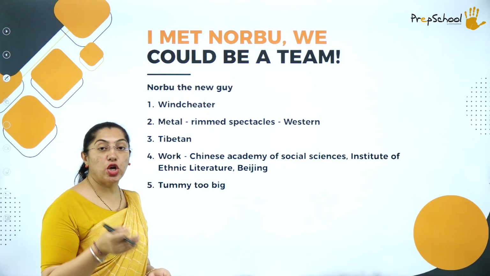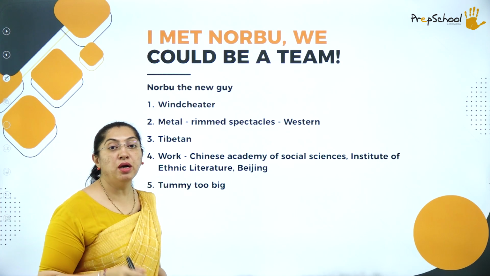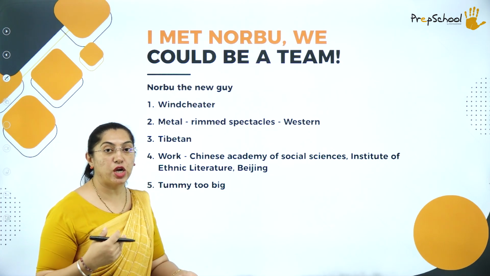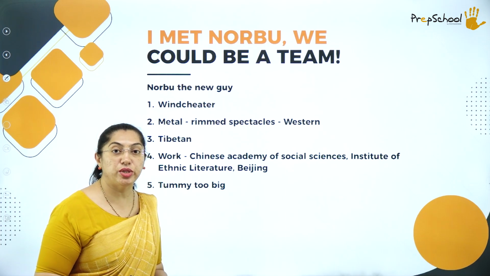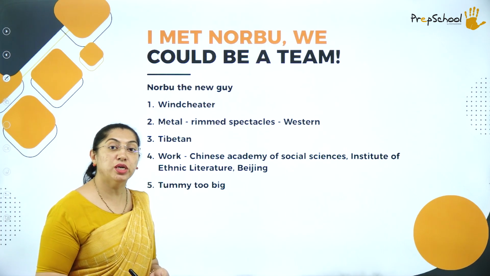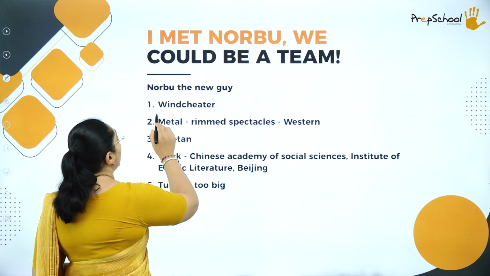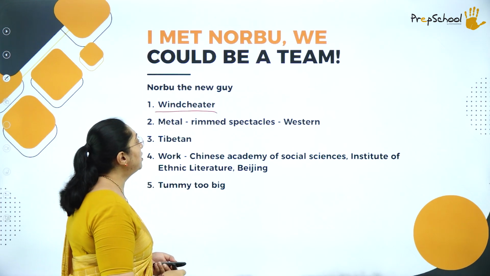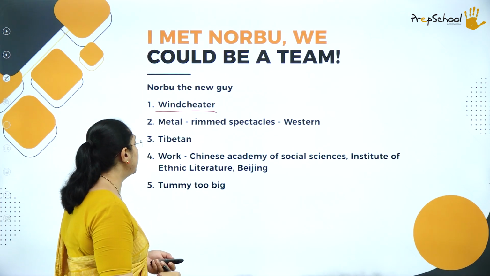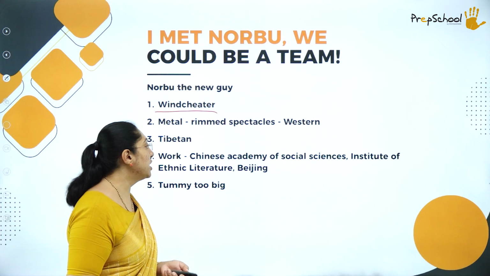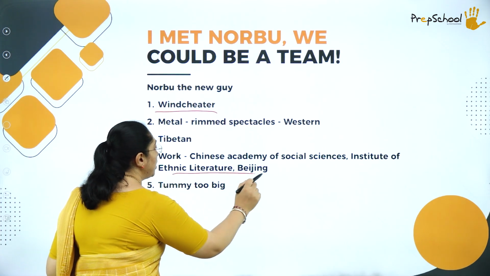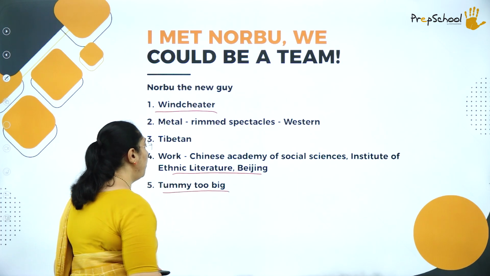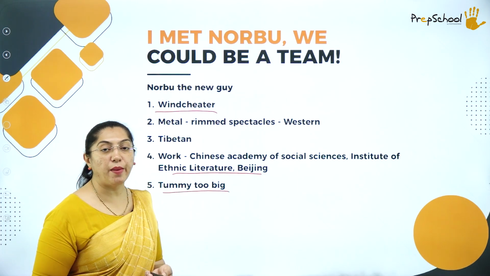Norbu, the new guy. So Norbu is the new guy whom the narrator met in the cafe and had a conversation with, and along with Norbu, now the narrator is moving to Kailash, that is Mount Kailash. Wind cheater, metal rims, spectacles, Western, Tibetan, and he worked at the Chinese Academy of Social Science Institute, Ethnic Literature, Beijing, tummy too big. So he's just describing the person.